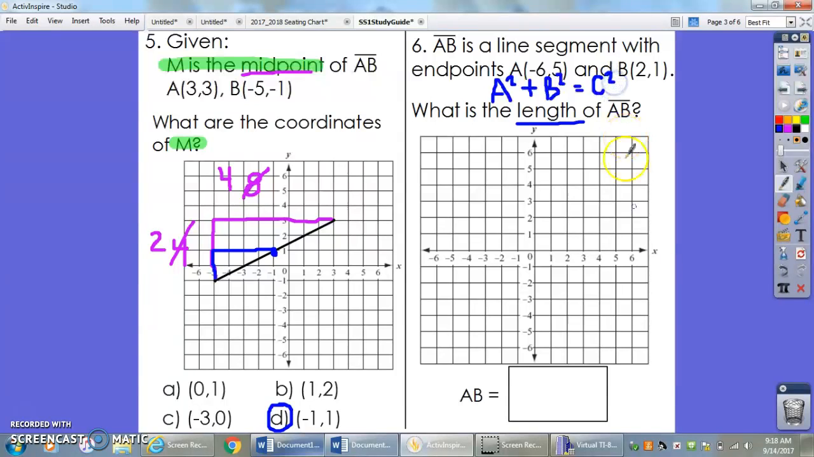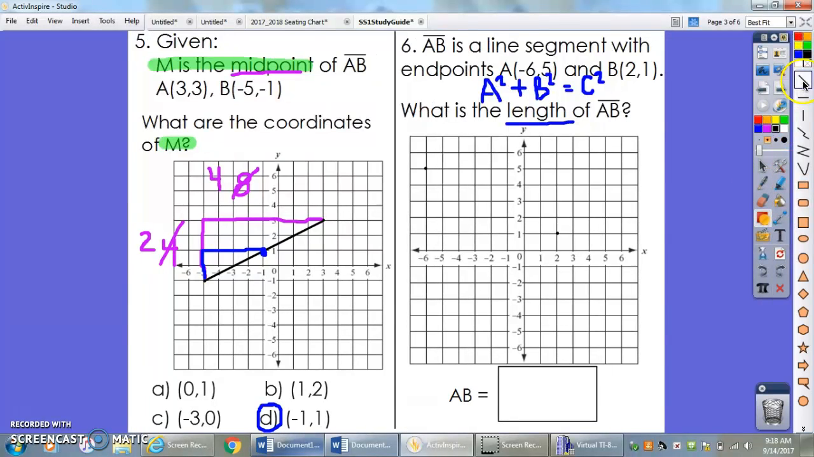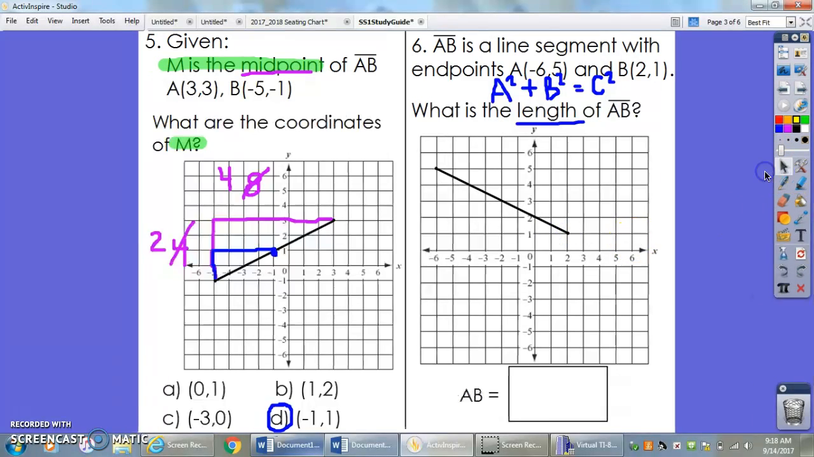Okay. Go ahead and plot my points, -6, 5, and 2, 1. Then I'm going to draw my line from point to point. Okay, so here's segment AB. From here, I'm going to go ahead and set up my problem.